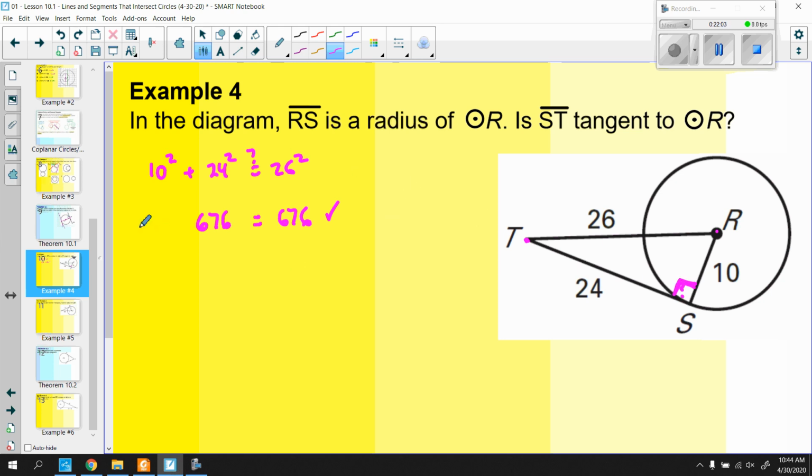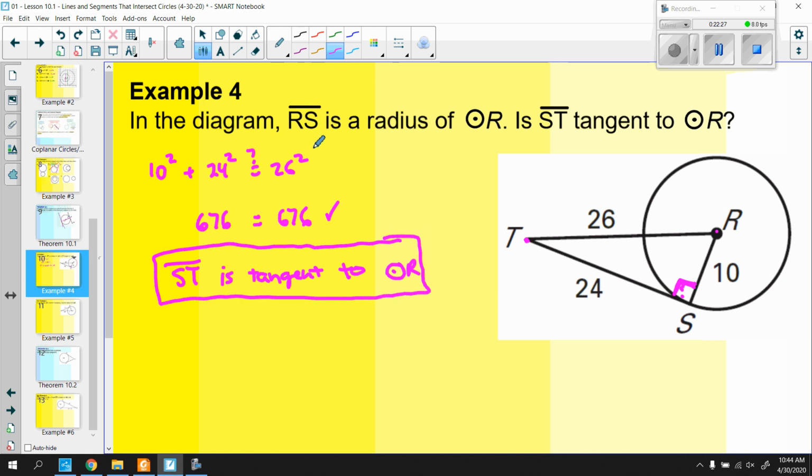I've got some work to justify it, not a ton of work. But let's make the conclusion. Is ST tangent to circle R? Let's say it. Segment ST is tangent to circle R. Okay? So there's really our conclusion.